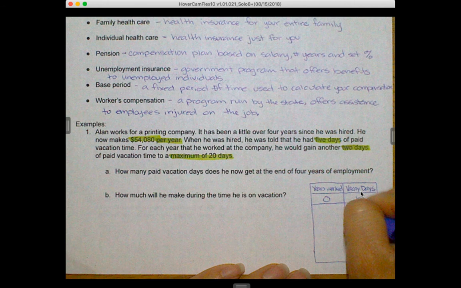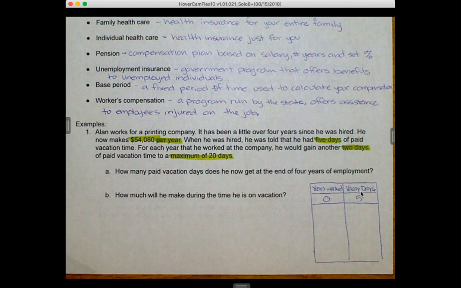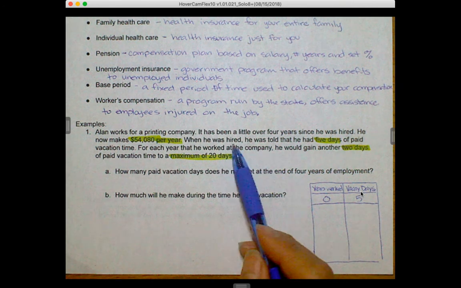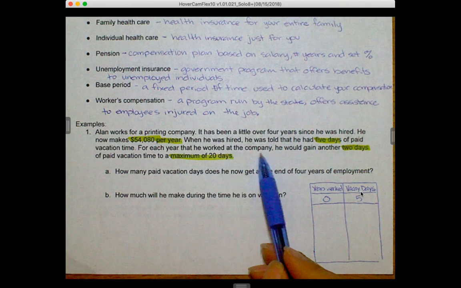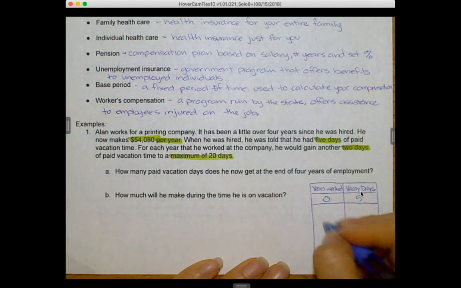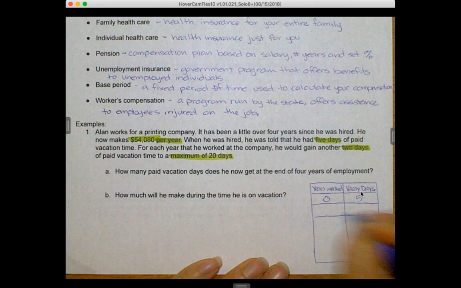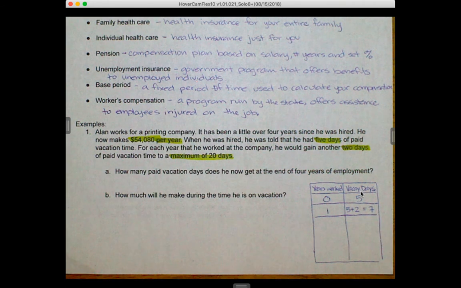But he automatically gets 5 days. That's what it told us. When he's hired, he gets 5 days. Now, for each year that he's worked, he would gain another 2 days. So when he finishes year 1, after a full year, he's going to have 5 plus 2 extra days, so he's going to have 7 days.